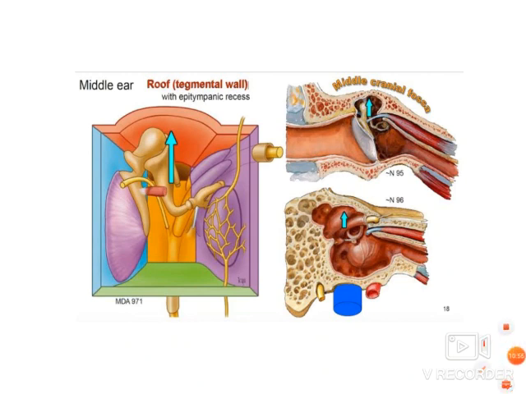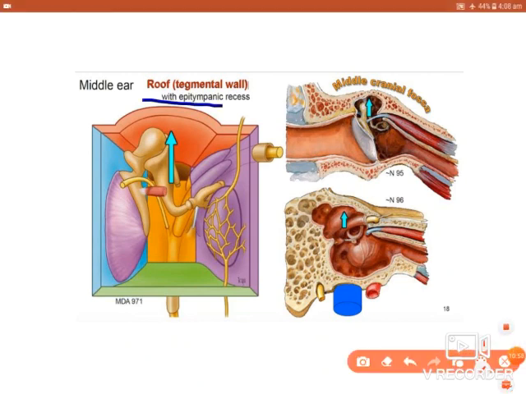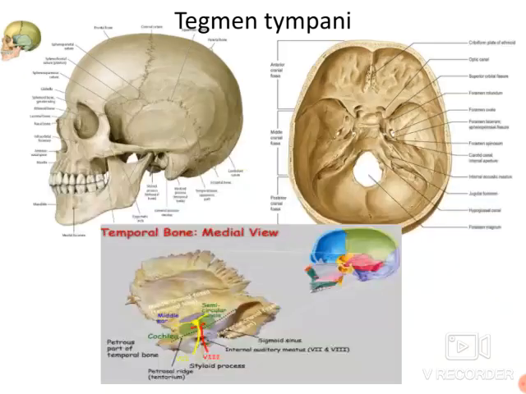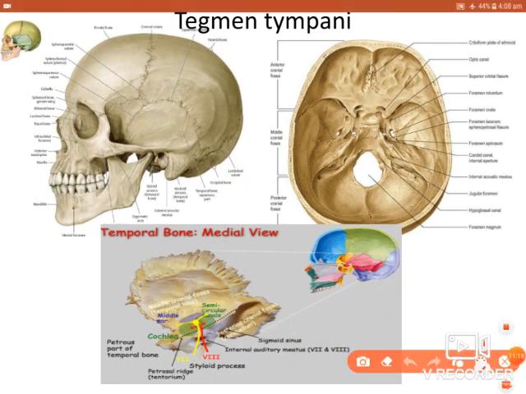Then here there is the roof of this middle ear. This part is the roof. We can see this is the lateral wall. Here we get the medial wall. This part is the roof of this middle ear, and the roof is formed by this part, the tegmen tympani of this petrous part of the temporal bone.